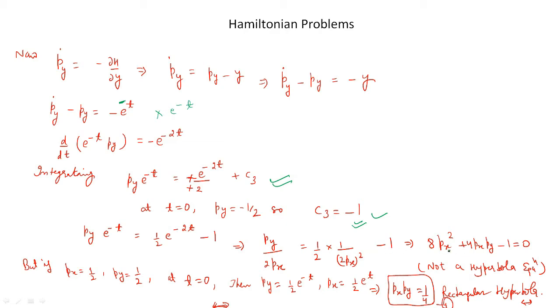Or we can solve it, then we will have the equation like this: 8px square plus 4px py minus 1 is equal to 0. Now you can see that this is not like the hyperbola equation, but if we put px equal to half and py also equal to half at t equal to 0, then py is equal to 1 by 2 e to the power minus t, and px is equal to 1 by 2 e to the power t. So if we multiply px and py, we will have a constant, which gives a rectangular hyperbola.